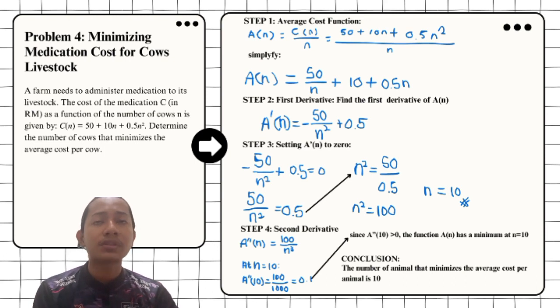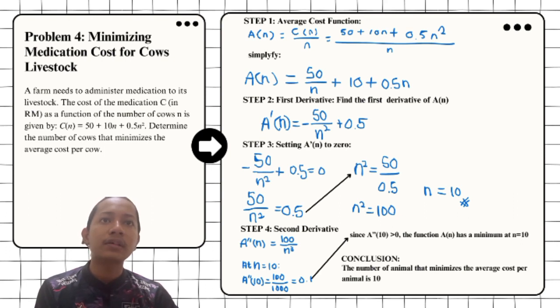For step number 1, the average cost function A(n) equal to C(n) over n. We can get equal to 50 plus 10n plus 0.5n to the power of 2 over n. Next we can simplify, and we can get A(n) equal to 50 over n plus 10 plus 0.5n.